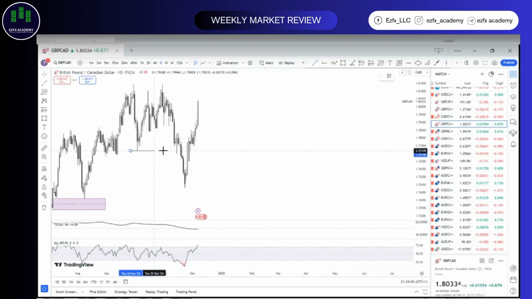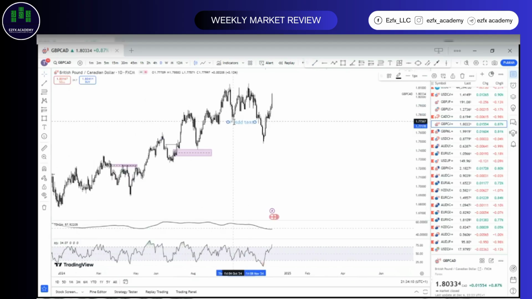Overall, we're looking bullish. But there has been a break of this previous low here. However, we're going to get to see price break here. Let's still see that on the 4-hour time frame.